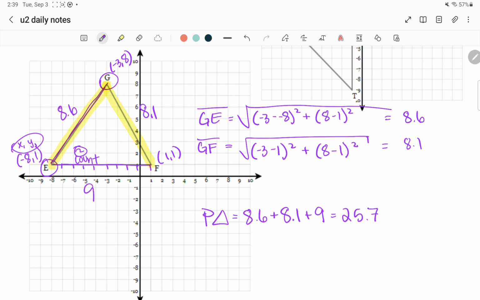Okay, so we did a parallelogram, now we did a triangle. It takes a little bit of practice, especially because we've only been doing the distance formula for so long. But really, it is count the sides you can, use the distance formula for the sides that you can't, okay? And then actually find the perimeter, okay?